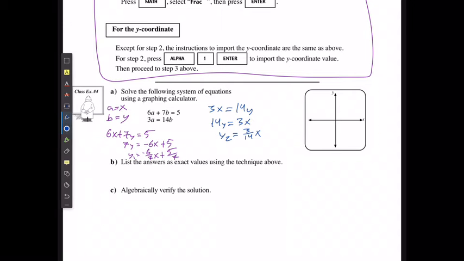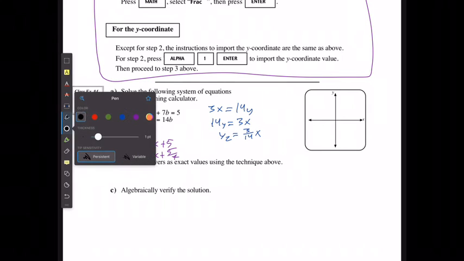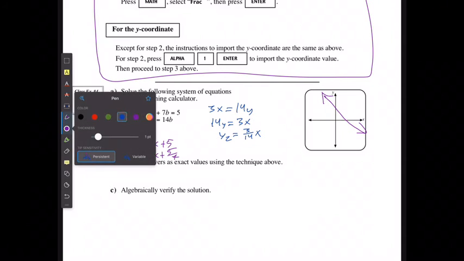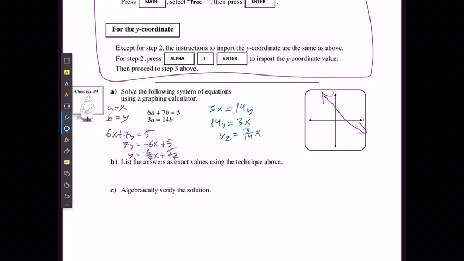I graph them out on my calculator, and I'm going to see that my first case should look something like this. That's going to be my y1. My y2 is going to look something like this. And then I can see when I do the intersect that they're going to cross exactly at this point.